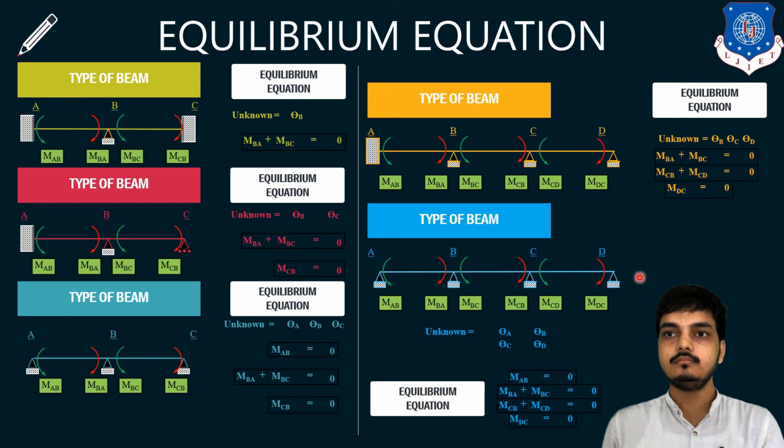Similarly, here A, B, C, and D. Here there are 4 unknowns, so there will be 4 equations. So MAB equals to 0, MBA plus MBC equals to 0, MCB plus MCD equals to 0, and the fourth one is MDC equals to 0. So these are all our equilibrium equation conditions.